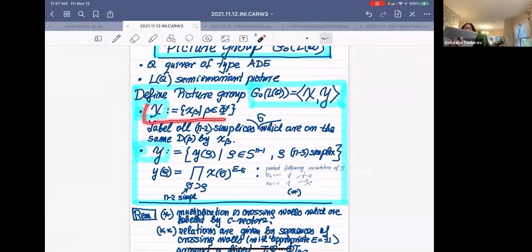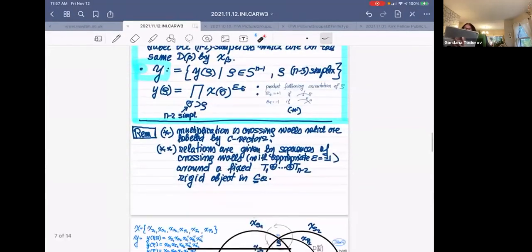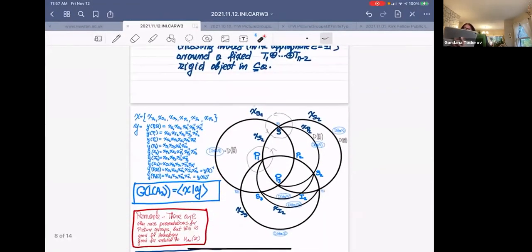We take X to be all X betas for beta. So we just define X to be the set of all X betas for beta a positive root. And then we label all n-2 simplices which are on the same d beta by x beta, okay? So let me just do it here and I'll come back.